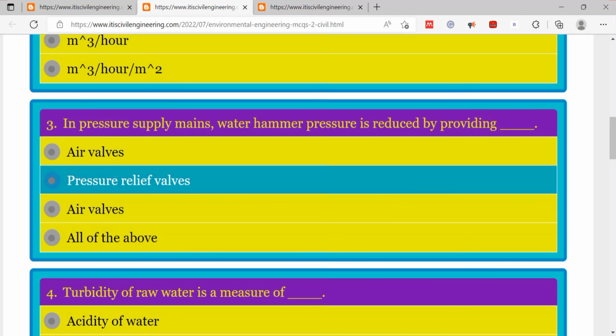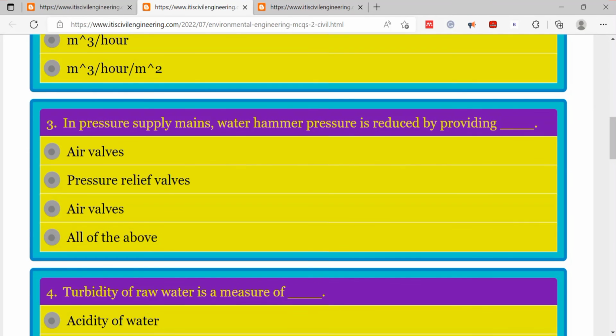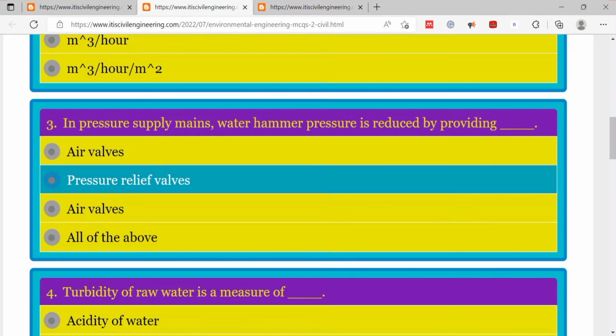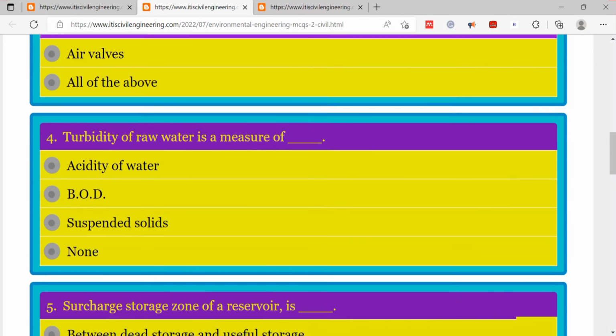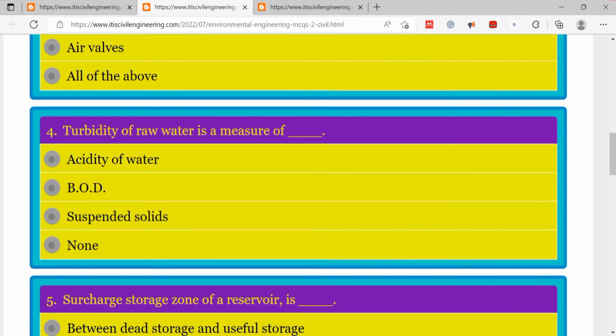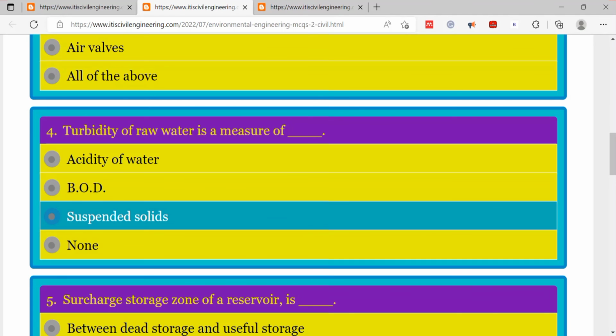In pressure supply mains, water hammer pressure is reduced by providing, will reduce the water hammer pressure by providing the pressure relief valves. Turbidity of water is a measure of, it's the measure of the suspended solids.